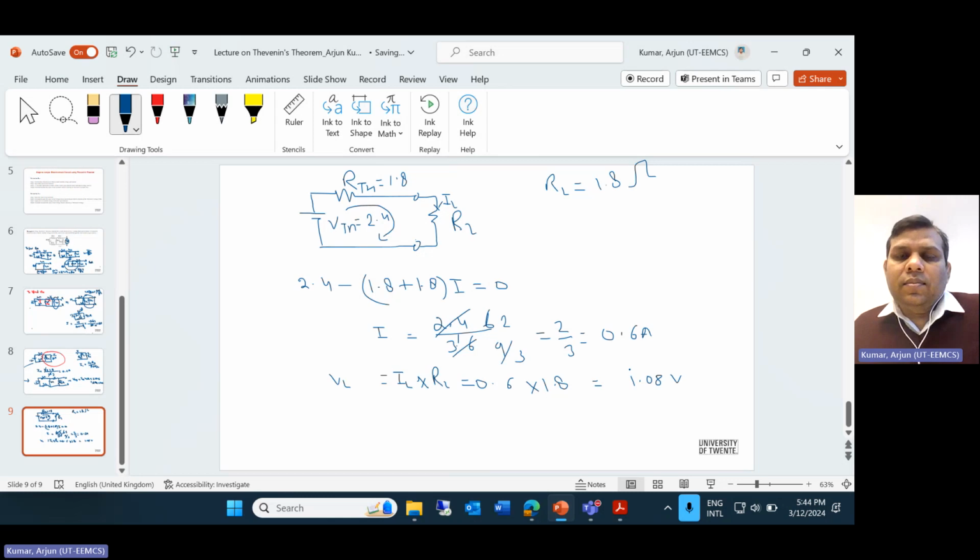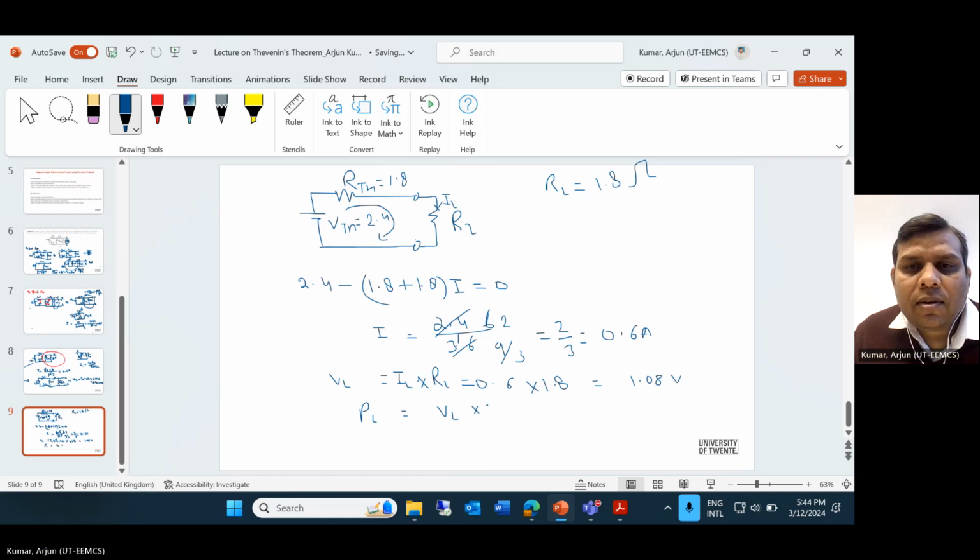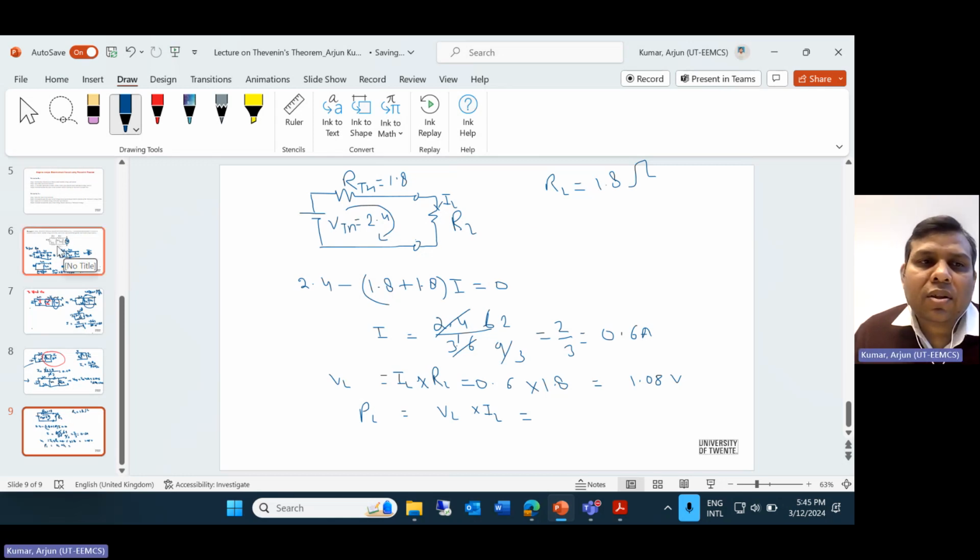In this way, you can find out the load voltage across this. And if you want to find the power, PL will be VL into IL. In that way, you can find the power dissipated in this load resistance. By putting in these values, you will get it. Okay, so in this way, you can apply the Thevenin theorem.